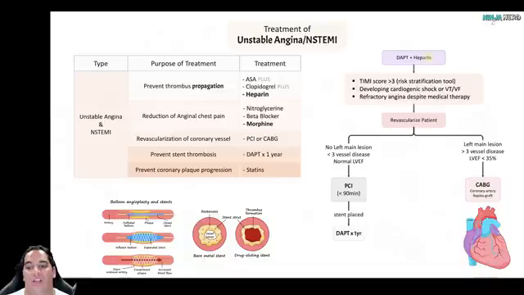And the last one here is refractory angina. They're symptomatic despite aspirin, dual antiplatelet therapy, heparin. They're symptomatic despite beta blockers, nitro, morphine, statins, all of those things. They need to get revascularized. And the decision of which revascularization technique is the same. And then if you stent them, you need dual antiplatelet therapy for at least 1 year.